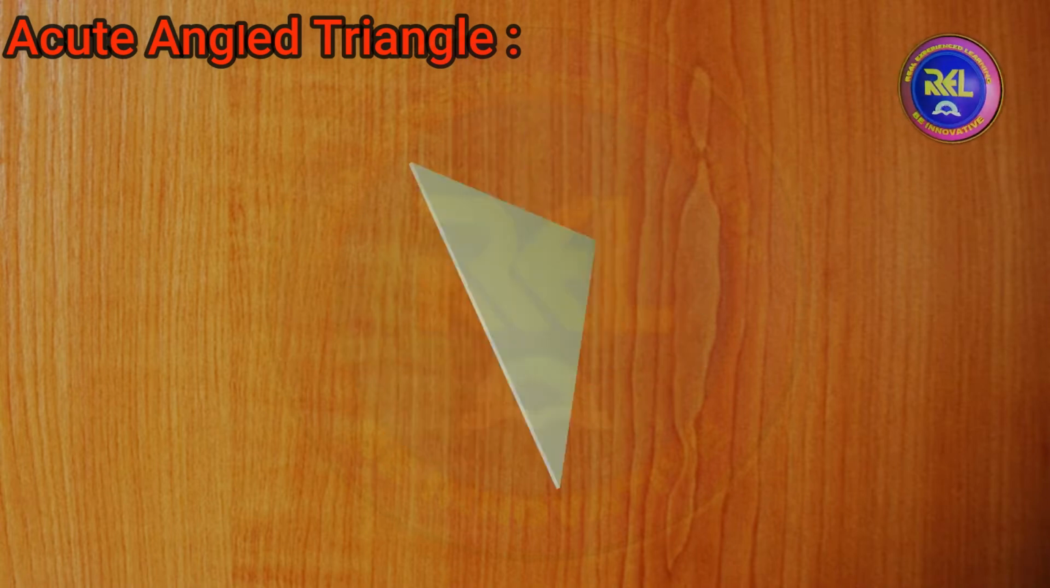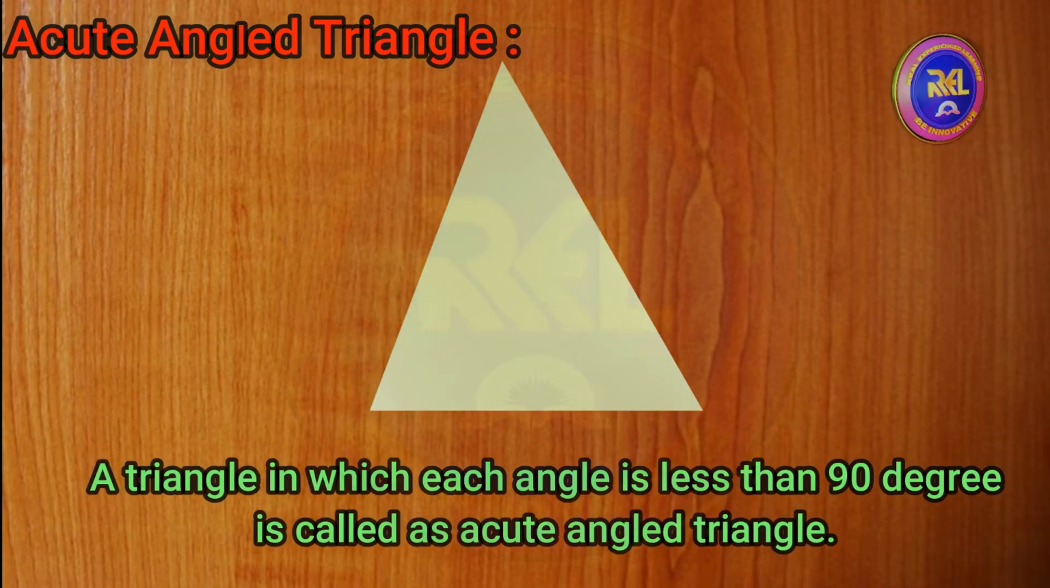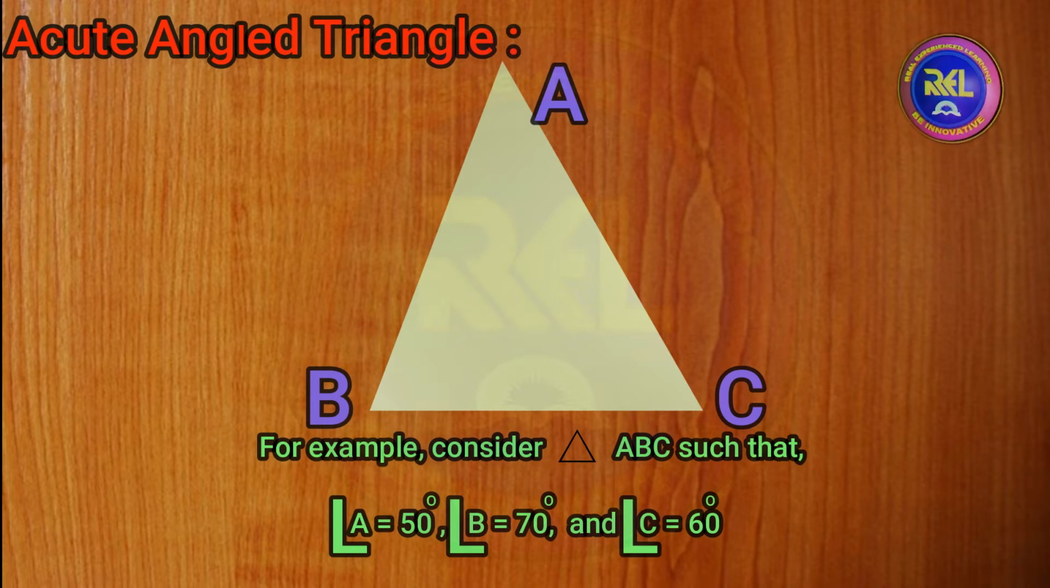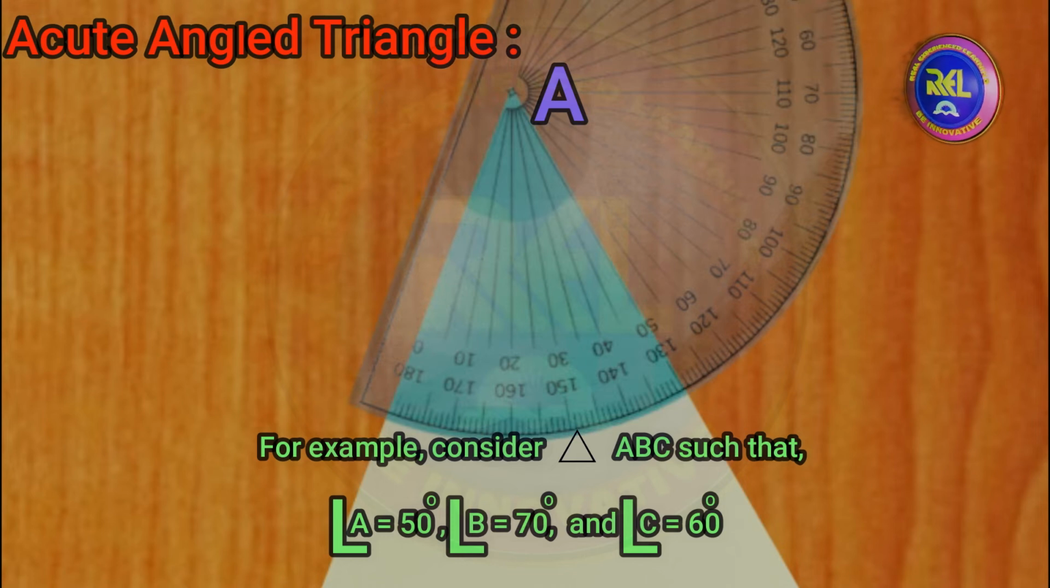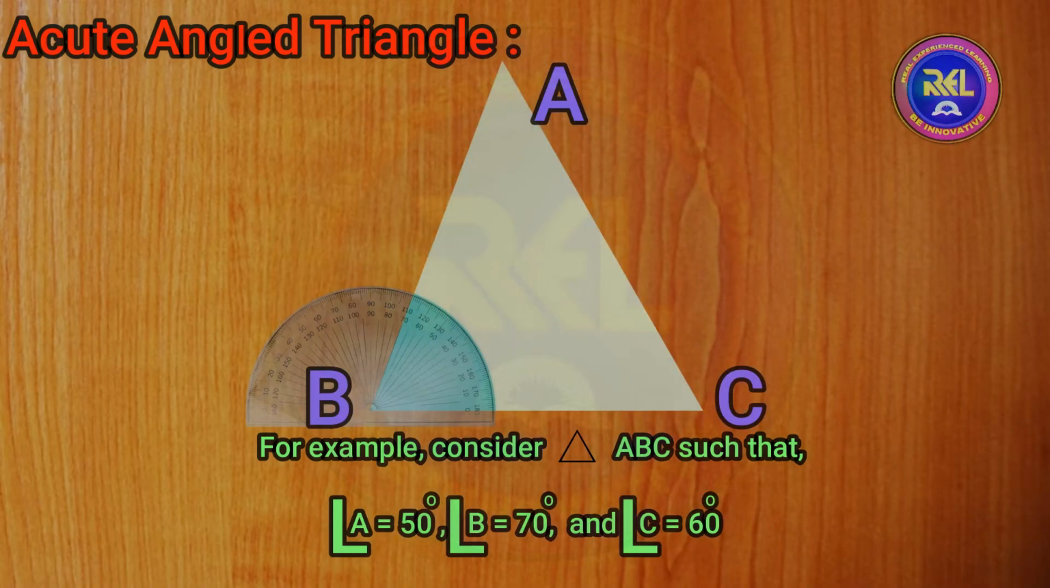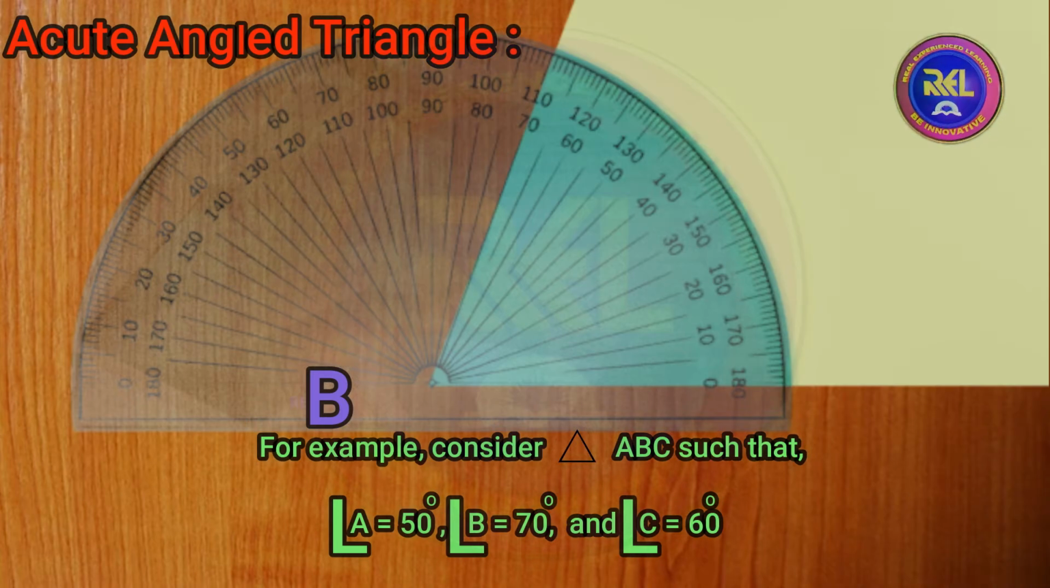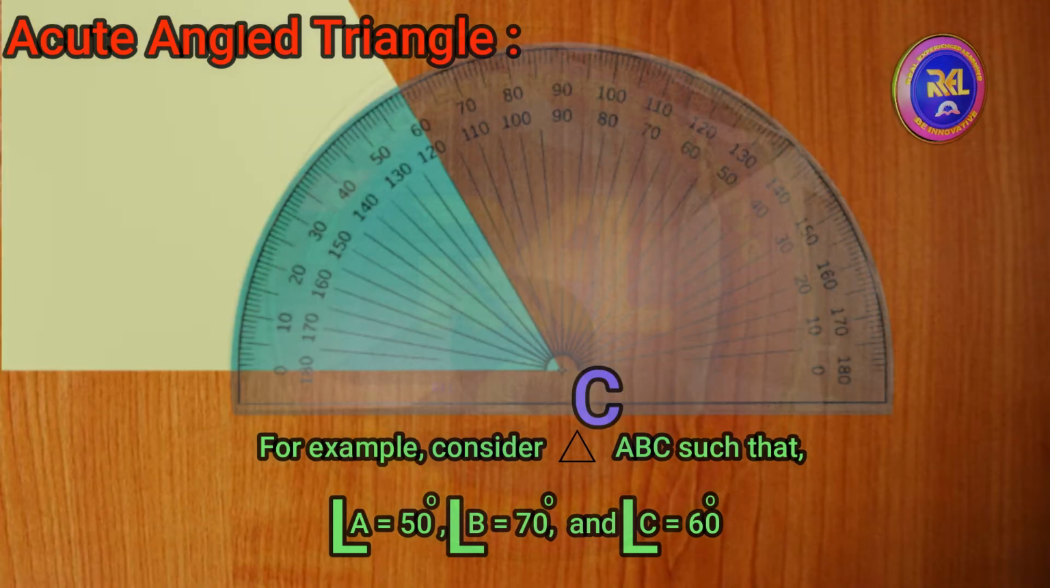Acute angled triangle. A triangle in which each angle is less than 90 degree is called an acute angled triangle. For example, consider triangle ABC such that angle A equal to 50 degree, angle B equal to 70 degree, and angle C equal to 60 degree.